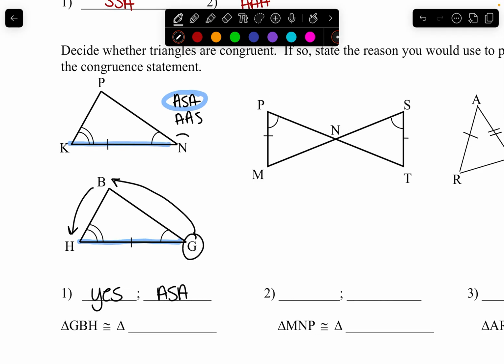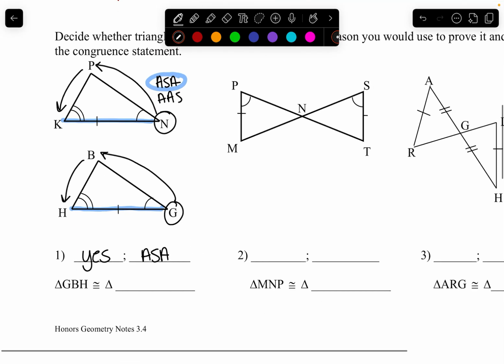So in my second triangle, I have to start where the single arc is. I went away from the side that's marked congruent in my first triangle. So I'm going to go away from the side that is not congruent. And then I go down to the double angle marker. So this will be congruent to triangle NPK.